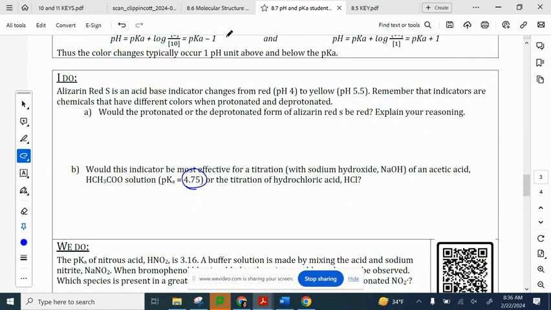Okay, so this alizarin red is an acid-base indicator. It changes from red at pH 4 to yellow at pH 5.5. These indicators will give you a different color depending on whether they are protonated or deprotonated, so whether they have a hydrogen attached to them or not.